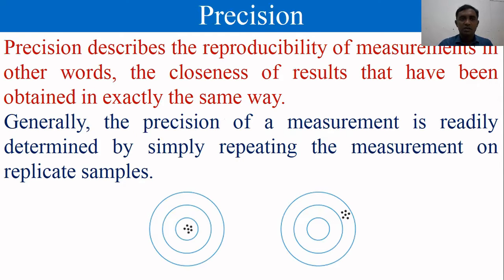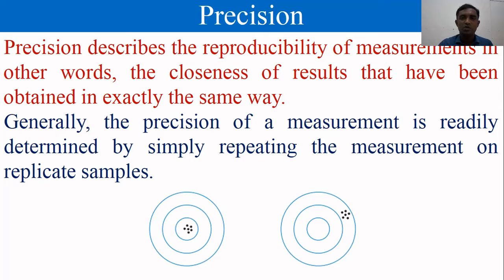First, we will see what precision is. Precision describes the reproducibility of a measurement. In other words, it also shows the closeness of the results that have been obtained in exactly the same way. When you have multiple sets of data generated from an experiment, you can say whether they are precise or not. But how do we check whether they are precise or not? We need to see how close these values are.